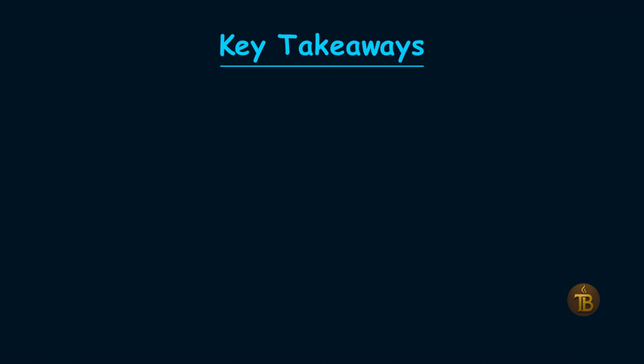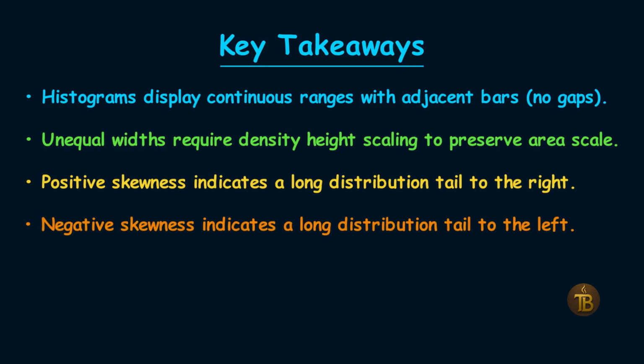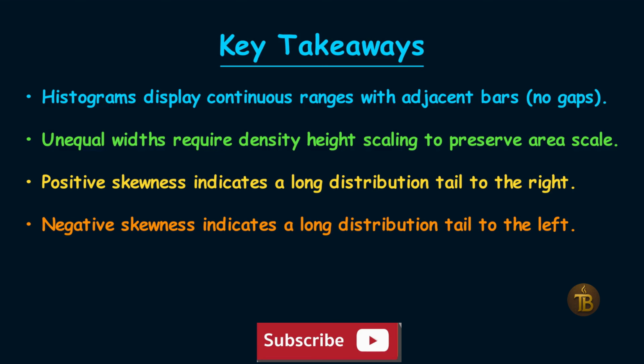To summarize, histograms plot continuous variables using adjacent bars. Unequal widths require density-height scaling. Positive skewness points to the right, and negative skewness points to the left.